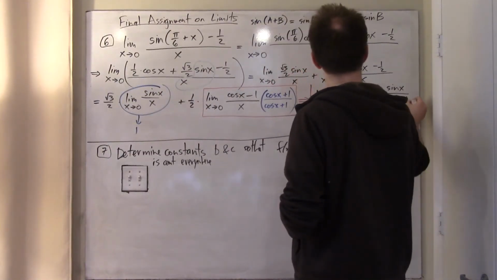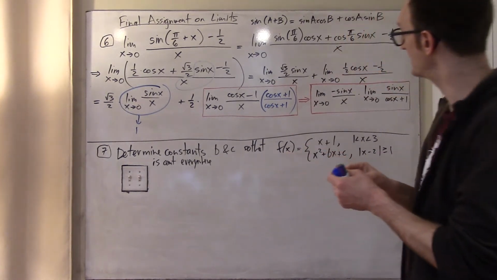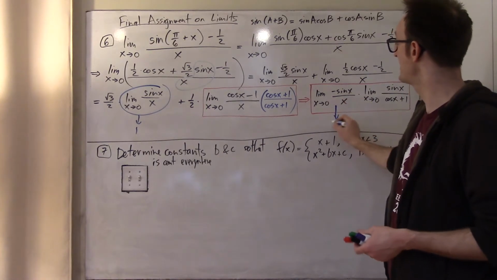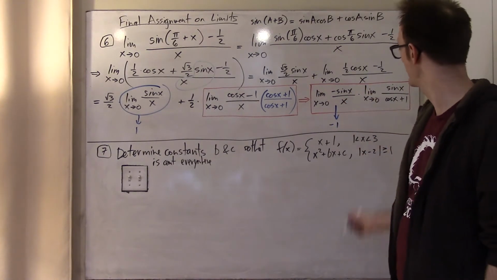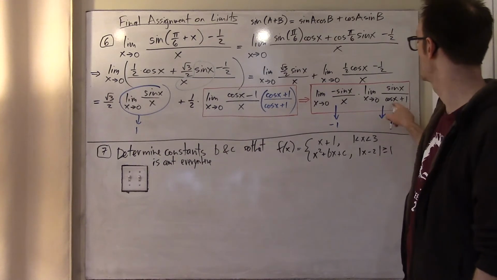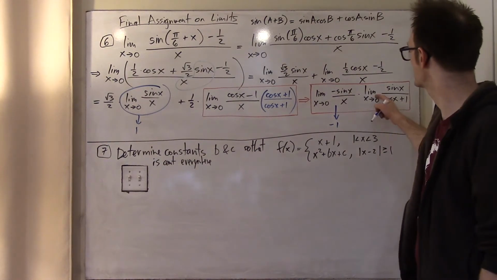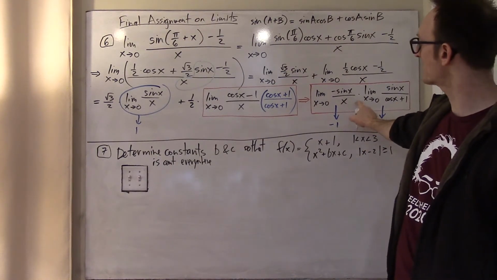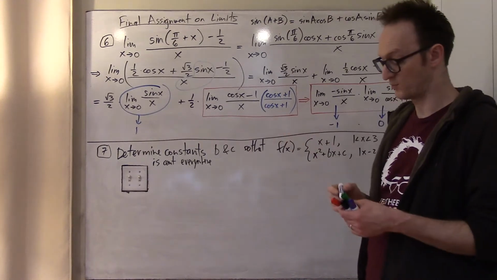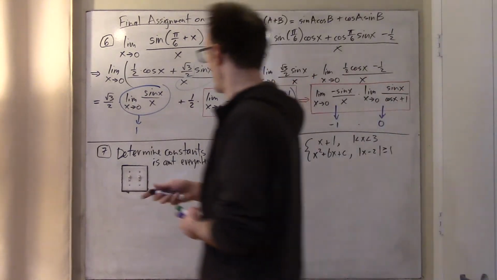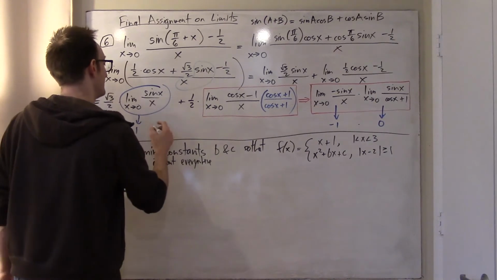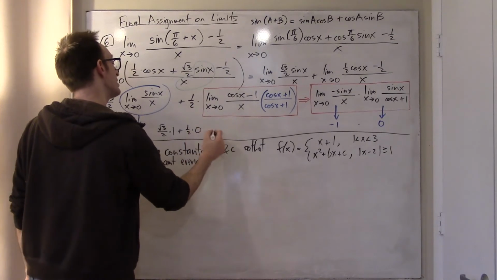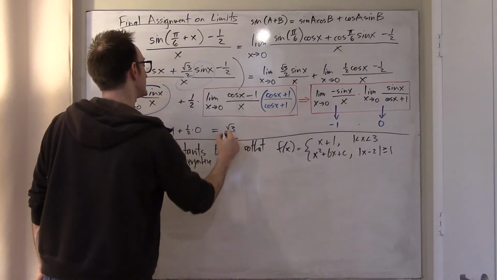Well, now I think I'm done, because this limit goes to negative 1. We know that sine x over x goes to 1. But this limit goes to 0, because this is 0 over 2. And since that goes to 0, then this whole thing in the red box is 0. And we end up with this root 3 over 2 times 1 plus 1/2 times 0 thing. And the final answer to this problem is root 3 over 2.